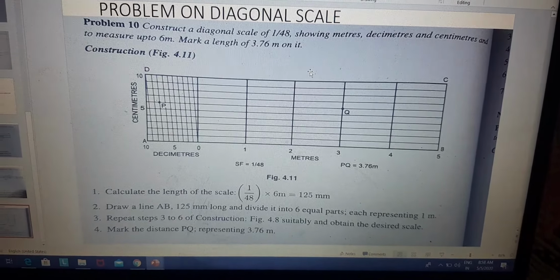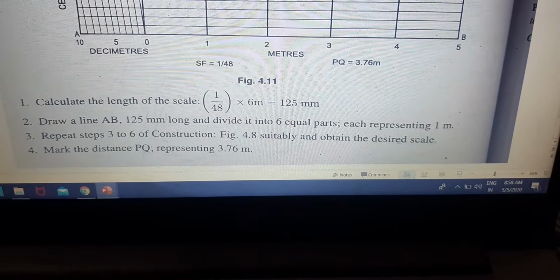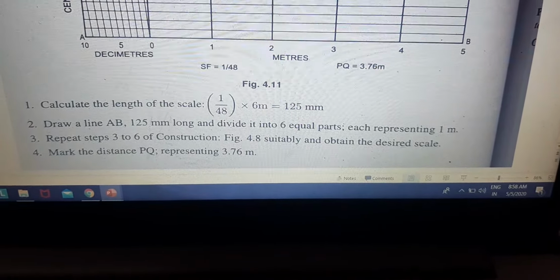So first we need to identify the length of the scale. To identify the length of the scale, we need to use the equation RF into maximum length. Here the RF, which means representative fraction and can also be called a scale factor, is given as 1 by 48 and the maximum length is 6 meters. So by simplifying these two terms, we will get 125 mm as the length, right?